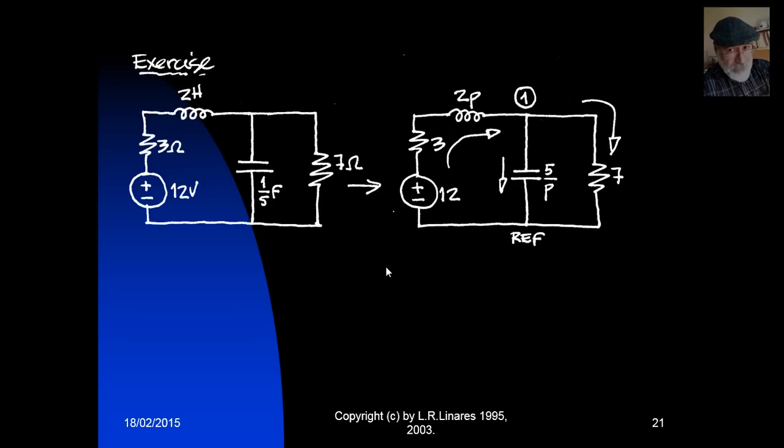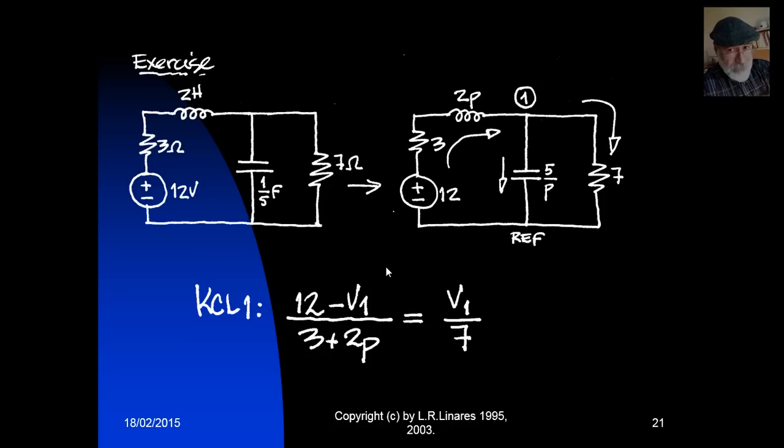And then we write a KCL equation, right? Currents going in, 12 minus V1 divided by the impedance of the branch, 3 plus 2p. That is equal to currents leaving the node, that is V1 over 7 on the far right, and V1 over 5 over p. And we go and we solve for V1. And that will be the differential equation whose solution would give us V1 in the real world.